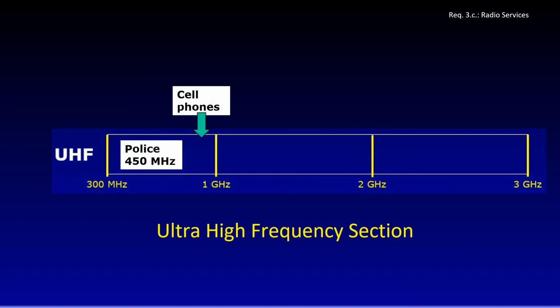And here we have the ultra high frequency section. I've included the police between 450 megahertz and actually 470, I believe. And there's a section for cell phones. Again, there are others in this band, but these are an example.